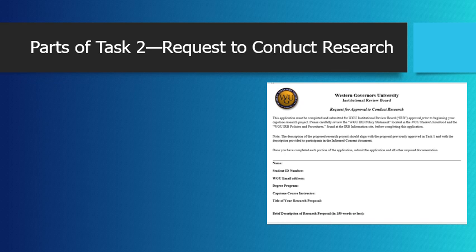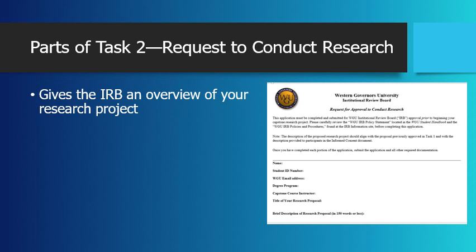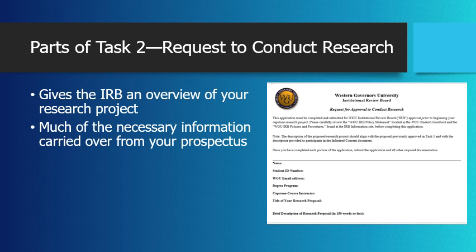The next part is the request to conduct research. This gives the Institutional Review Board an overview of your research project. Task 2 has to be turned in after Task 1 is approved, and a big reason for that is much of the information for this form will come from your prospectus. This serves 2 purposes. Number 1, it's easier for you to bring over from your prospectus than to just type from scratch, and it also ensures alignment between Task 2 and Task 1.